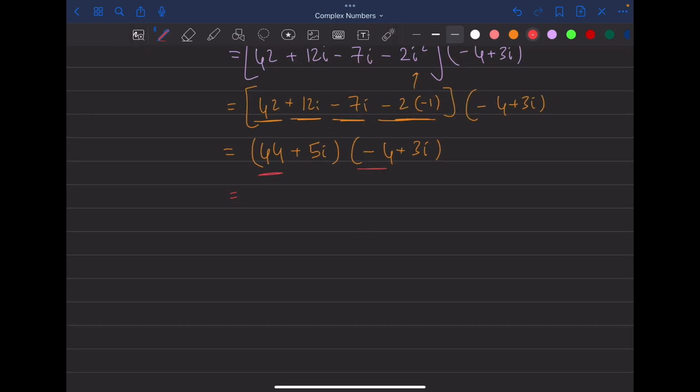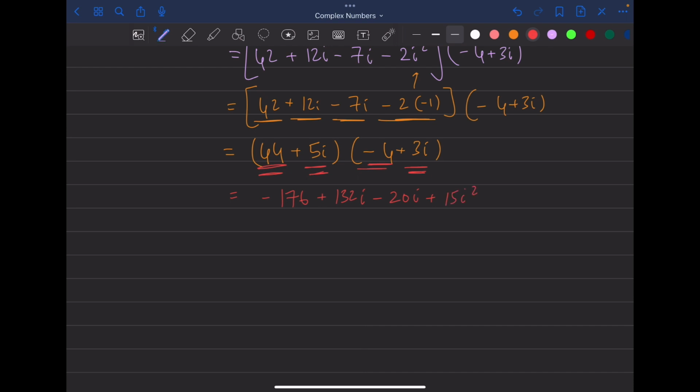So 40 times 4 is 160. 4 times 4 is 16. Add them up together, you get negative 176. That's just a bit of mental math. You can do it on the side if you need to. And then 44 times 3, so 120 plus 12, that is 132. So positive 132i. 5i times negative 4 is negative 20i. And then 5i times 3i is positive 15i squared.